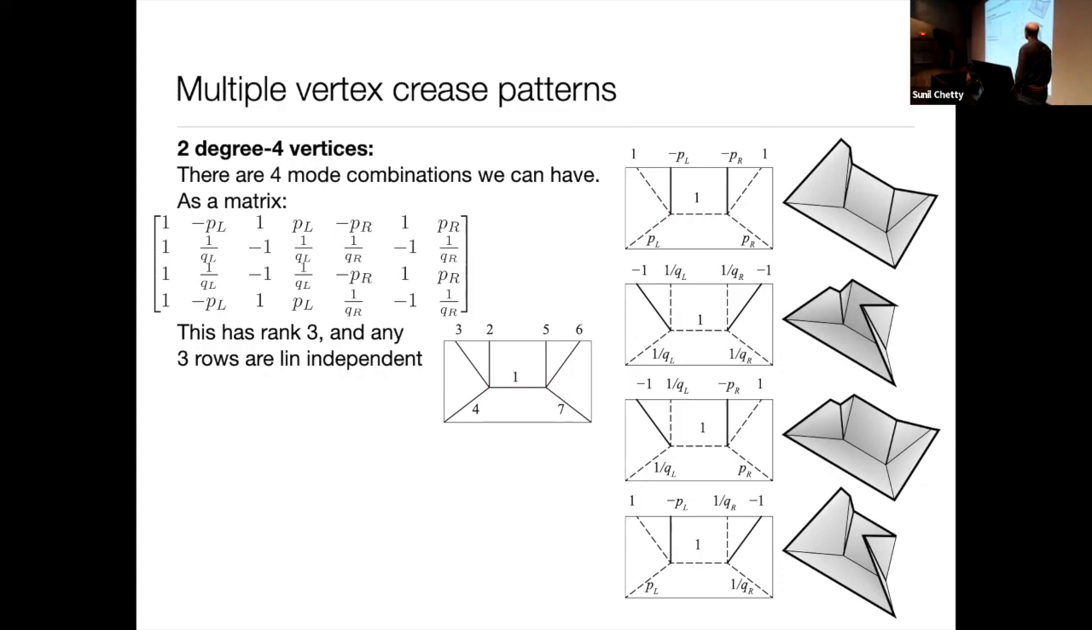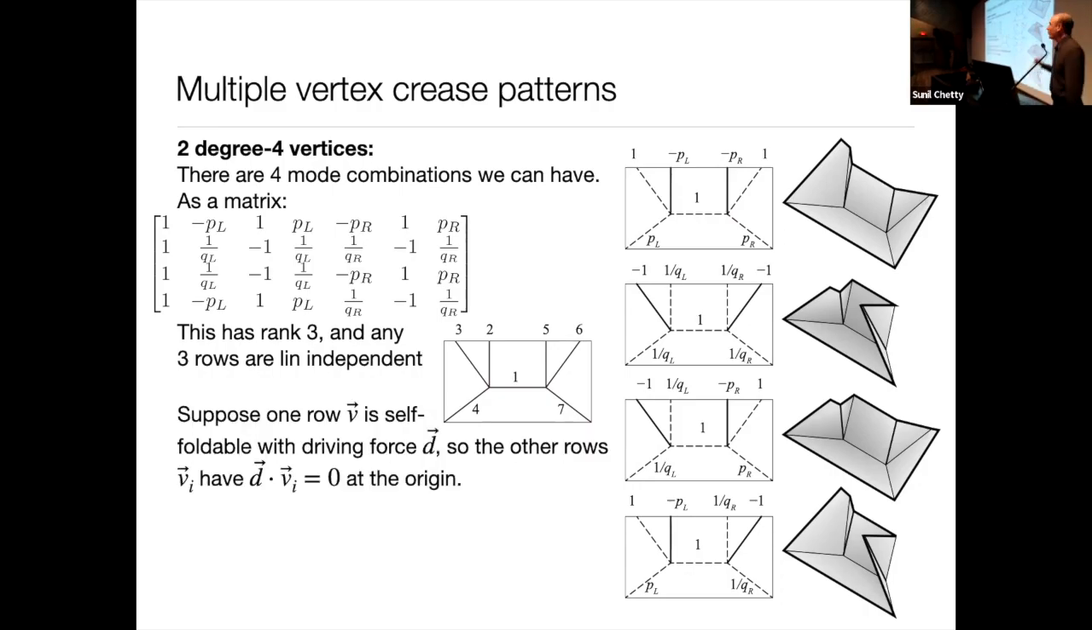All right, so if you actually take that matrix and row reduce it, it turns out to have rank 3. Only 3 of these rows are linearly independent. If you row reduce it, you can eliminate one of the rows. And that's bad. That's not good for self-folding. Let me explain to you why. Suppose that one of those rows was self-foldable.